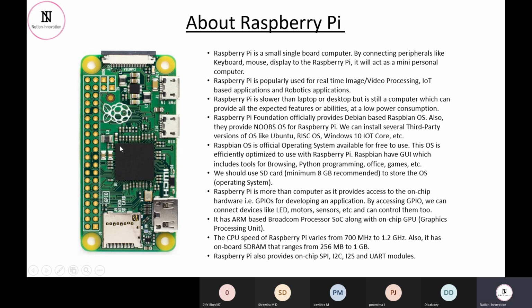Next thing, the Raspberry Pi has the GPIO pins, the general purpose input output pins, which we have talked about in the Arduino, the digital pins, the analog pins. We also have the digital input output pins in the case of the Raspberry Pi as well. Now, one important thing it requires is at least a minimum 8 GB SD card to store that OS, which helps this board to start up.